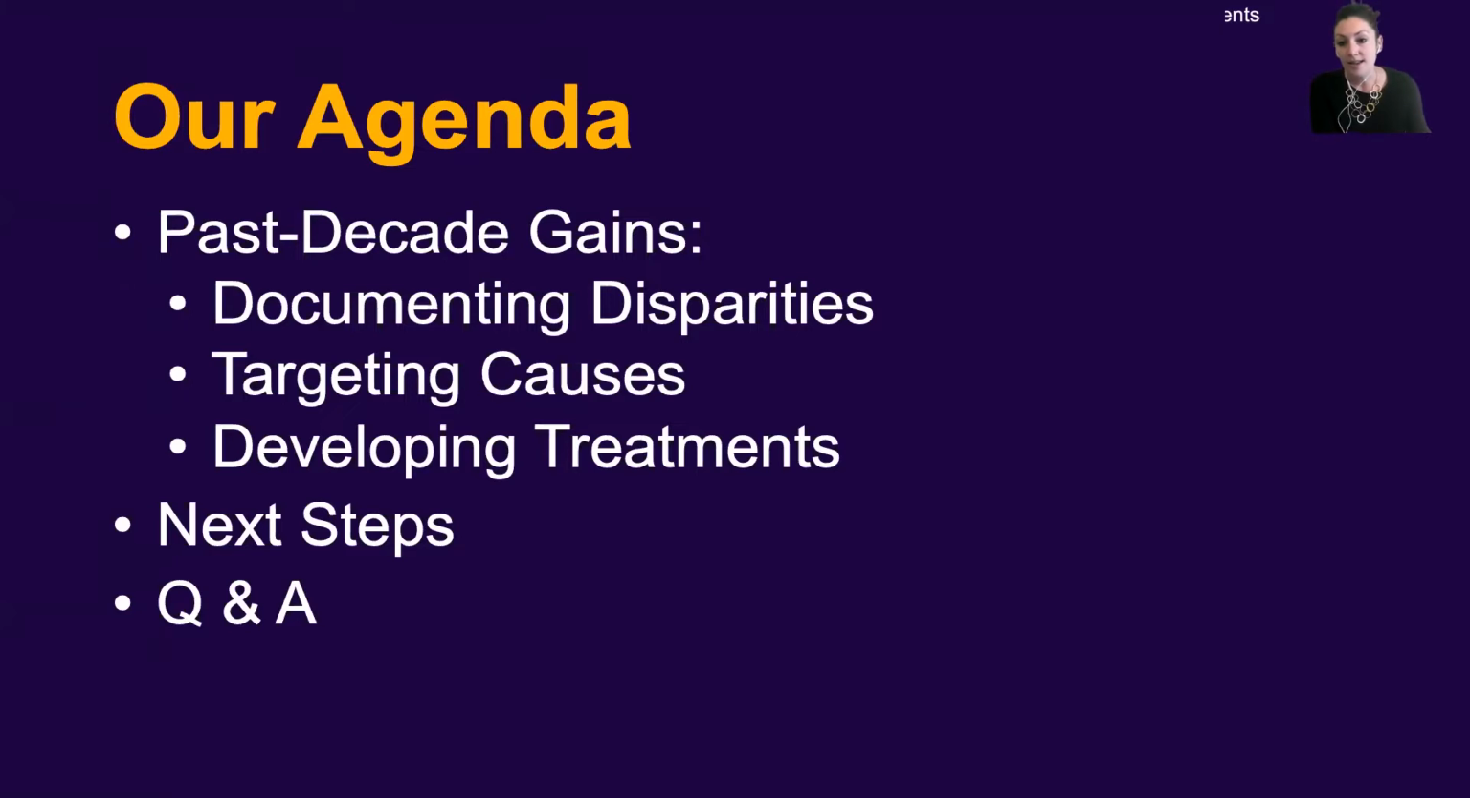So for our agenda today, as I mentioned before, we're going to be talking about some important achievements or gains that have happened in the past 10 years. Really 3 major ones: documentation of health and mental health disparities, targeting the causes of these disparities, and then developing treatments to hopefully help those disparities go away over time. Then we're going to talk about some next steps. And my goal is to leave at least 15 minutes at the end for question, answer, and discussion.